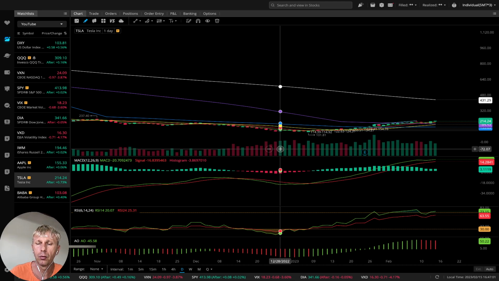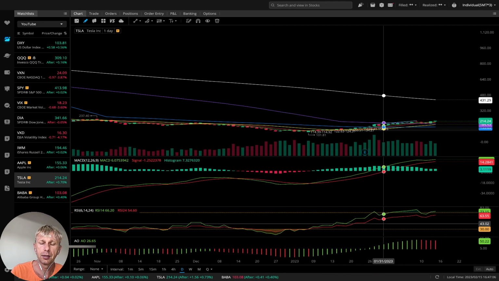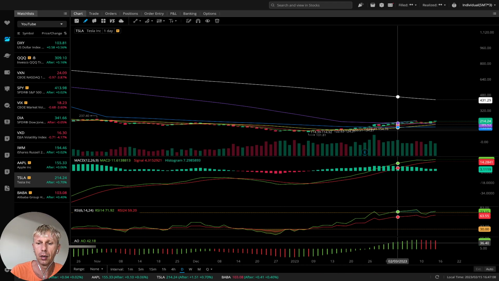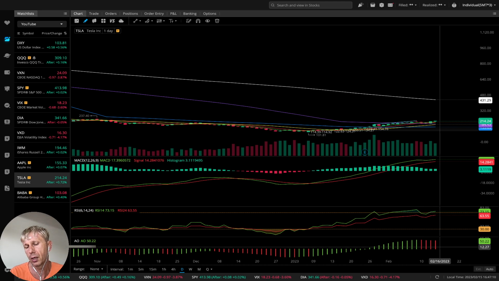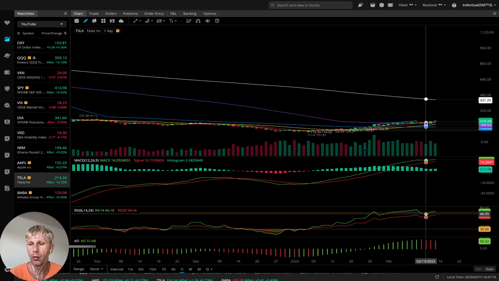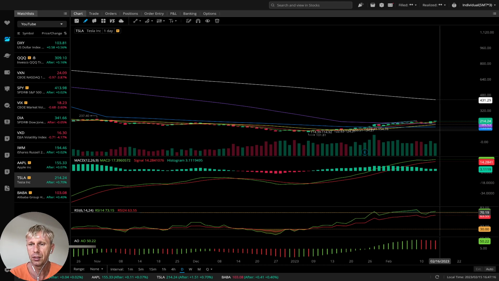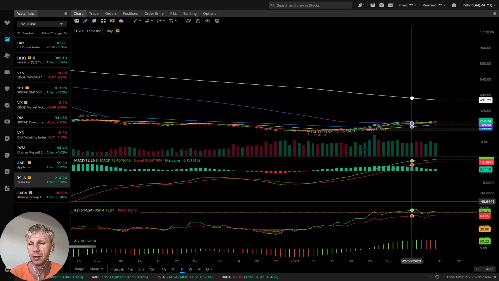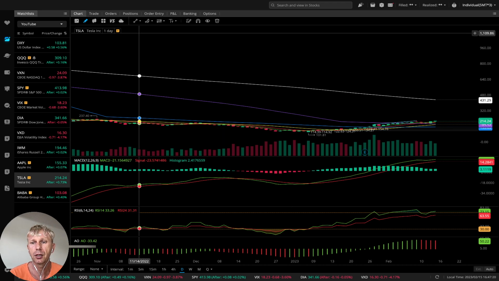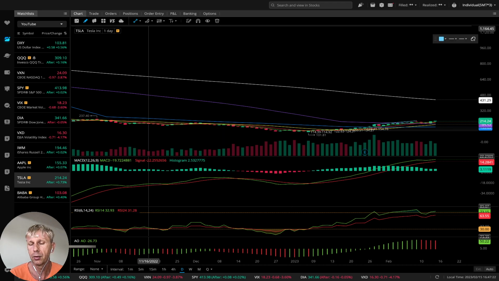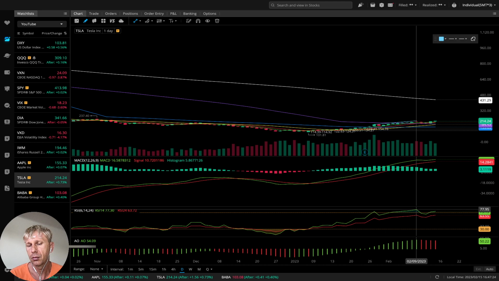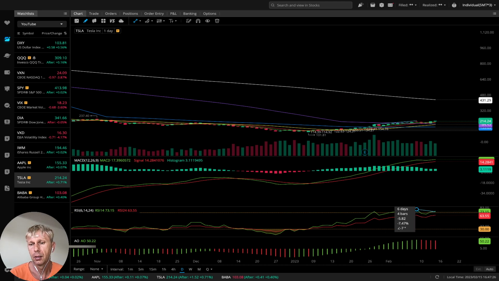It's above all moving averages except 200. MACD is still bullish, RSI is still bullish, and OSM oscillator bearish for the last 4 days. It's red. And RSI is in the overbought territory, about 70, it's overbought. It's building bearish divergences, right? Like price action is bullish, right? But RSI has some bearish divergences.